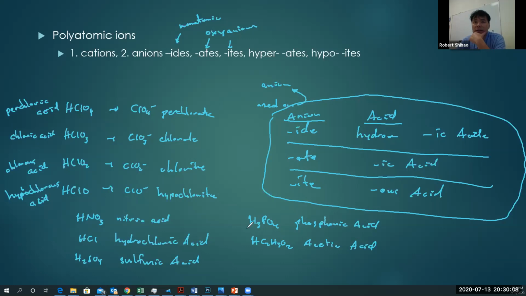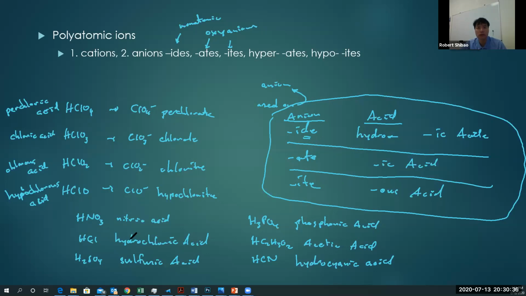One of the ides I asked you to memorize, this is an ide that you don't get off the periodic table, but it's cyanide. Cyanide, it's an ide. And so this one's going to be called hydrocyanic acid. Hydrocyanic acid is based on cyanide with a D here rather than a T.